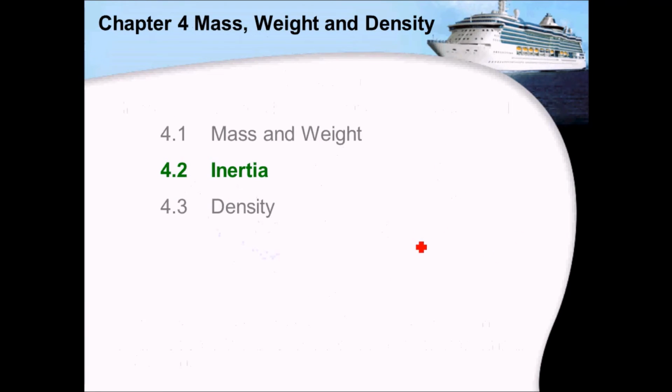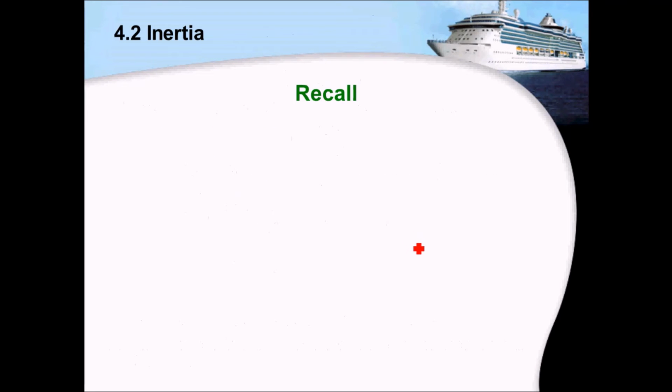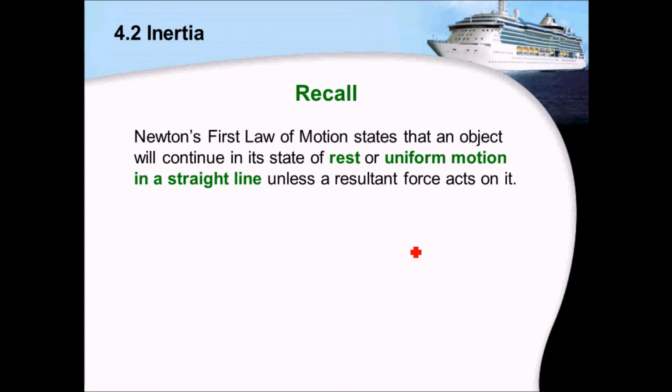Inertia. So what is inertia? Let's recall Newton's first law. Newton's first law states that an object will continue its state of rest or uniform motion in a straight line unless a resultant force acts on it. So when there is no resultant force, the object will stay at rest or in uniform motion in a straight line. This is something you need to remember.